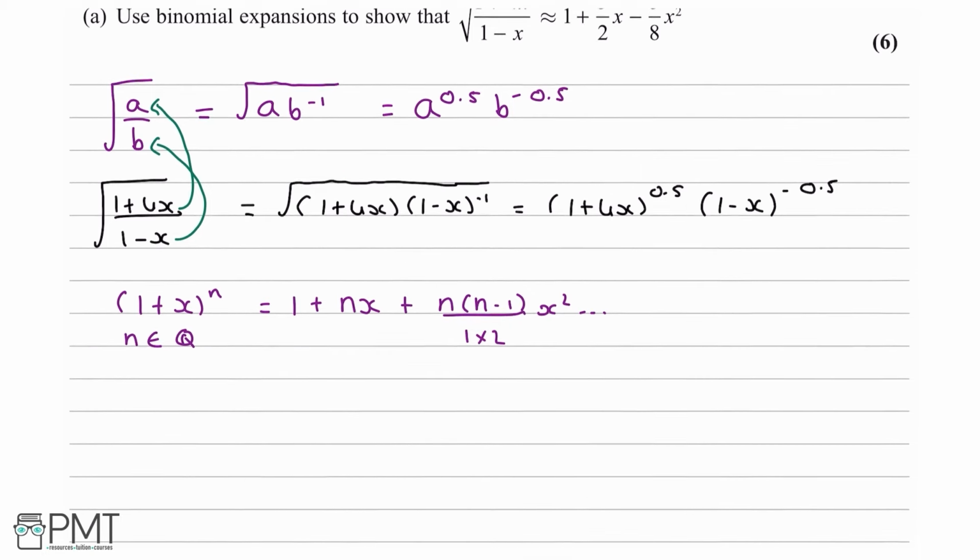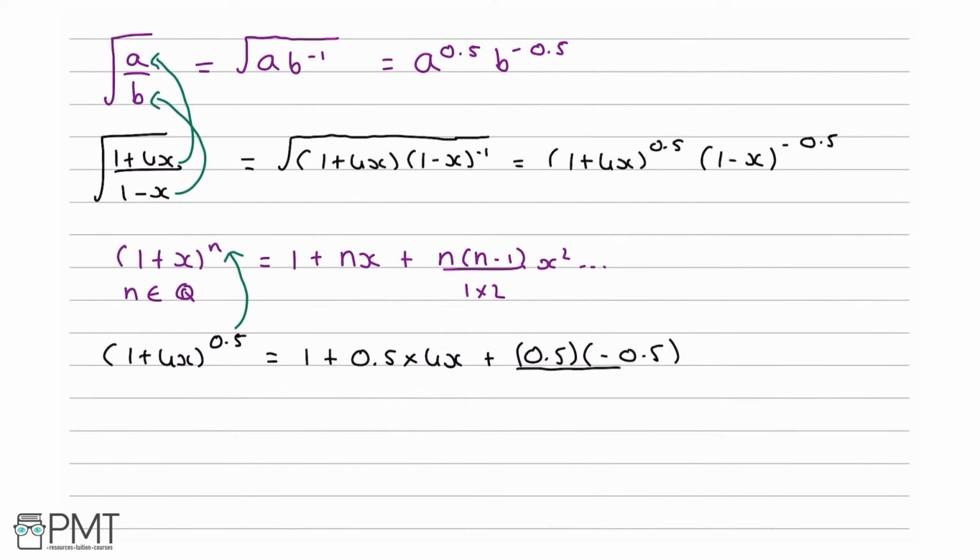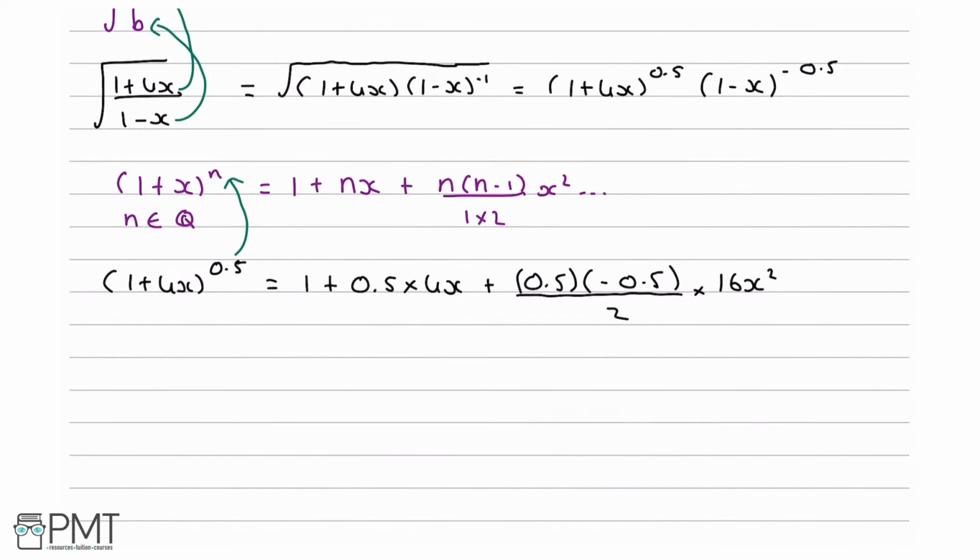So what I'm going to say is 1 plus 4x to the power of 0.5 equals 1 plus, now here we know our n is 0.5, so this is going to be 0.5 times our x term, so times 4x, plus again 0.5 times minus 0.5 because n minus 1, all over 2 times, and then 4x all squared is going to be 16x squared, like that.